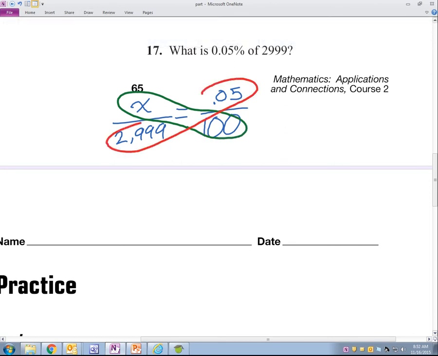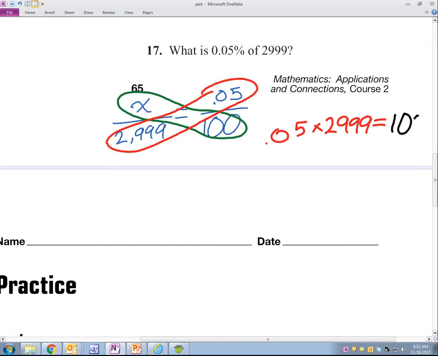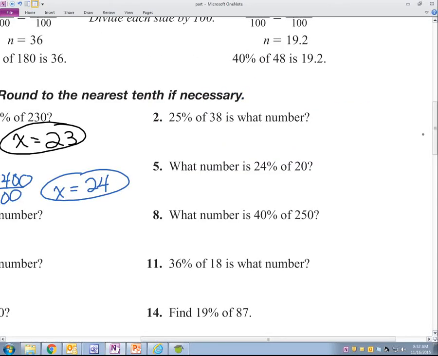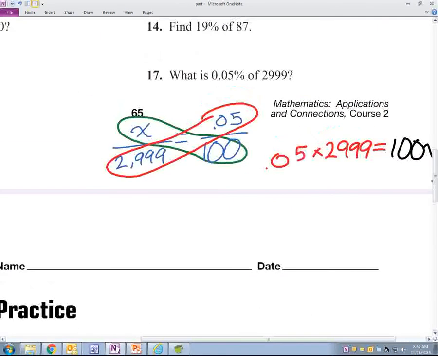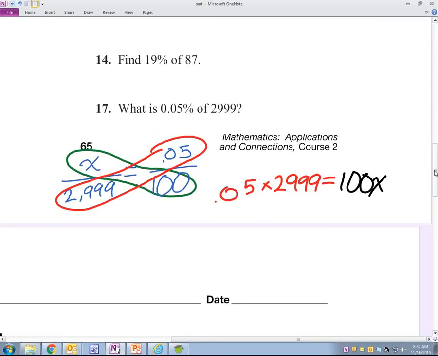Let's not shout out answers. So now I have 0.05 times 2,999 is equal to 100x. So on a separate sheet of paper, I would do 2,999 times 0.05, and we've done multiplying decimals. I like to keep that fresh in your memory because my 7th graders are doing absolutely horrible with it.